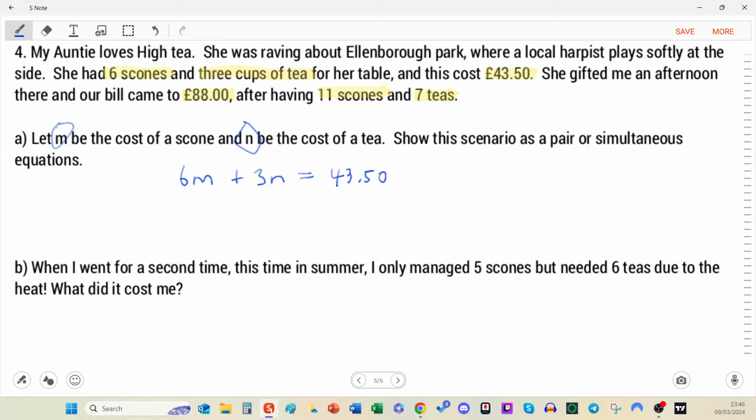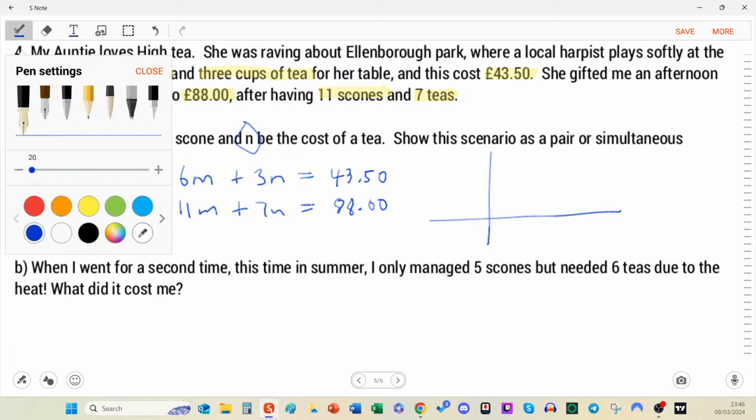Therefore, we need a second equation to properly solve this situation, and thankfully it's not just the same information. When I went to the afternoon tea, the bill came to $88. So this is different information, therefore we can use it. This time it was 11 scones and 7 teas, and it came to 88. Now both of these represent an equation that if you drew it, I'll just draw it roughly, it's not real. I can't tell you this is exactly it, but it's roughly like this. Let me change color.